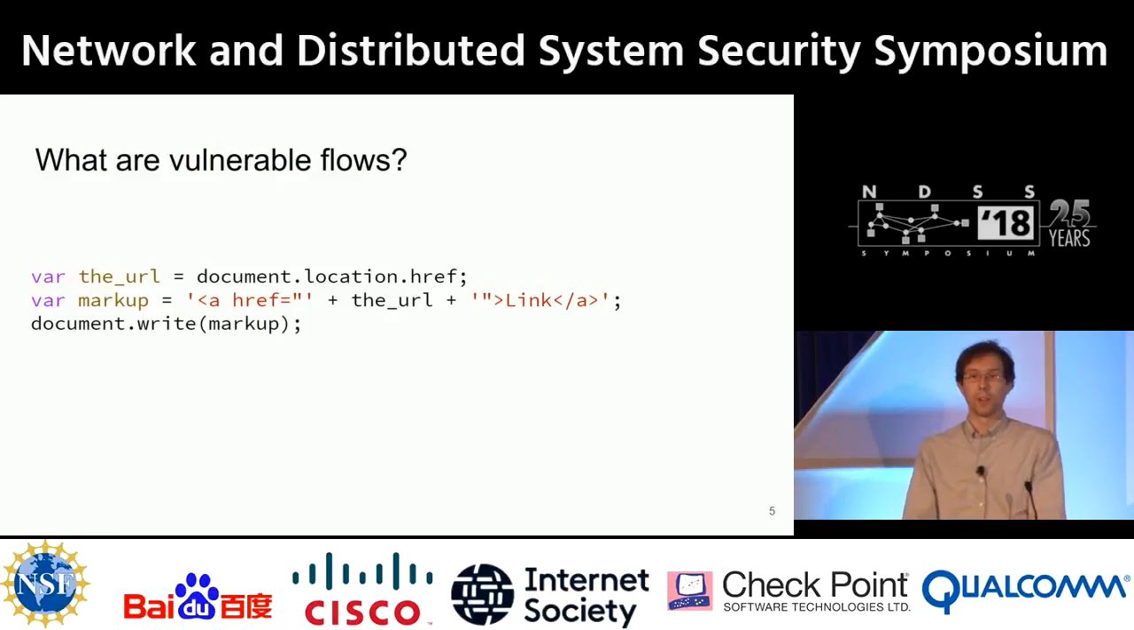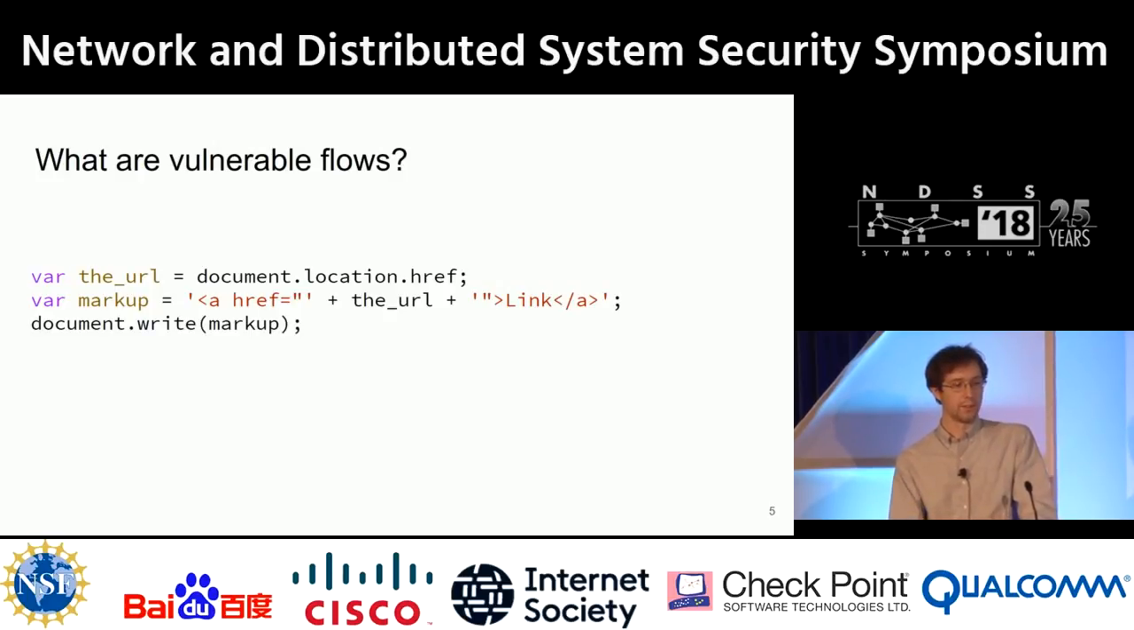DOM cross-site scripting attacks exist when there's a flow from attacker controllable information to a sensitive sink function. I've mentioned vulnerable flows, and I want to explain what I mean by that. Here's an example where the document's URL is concatenated with markup and inserted into a sensitive sink function. The flow goes through the URL and then the markup variable, which ends up as an argument to document.write.